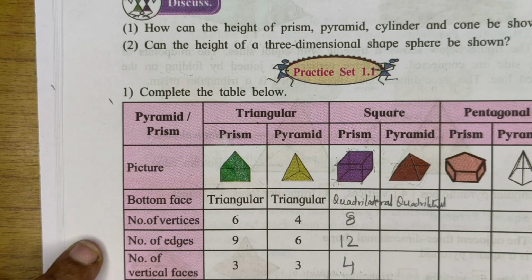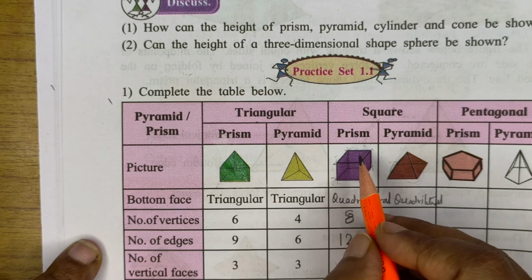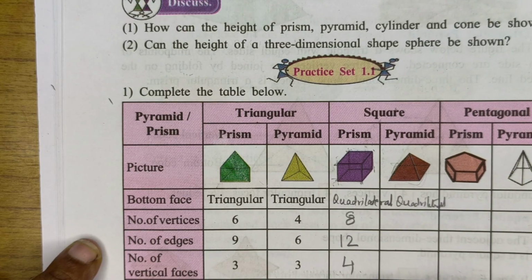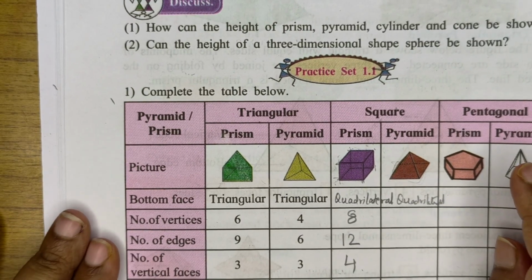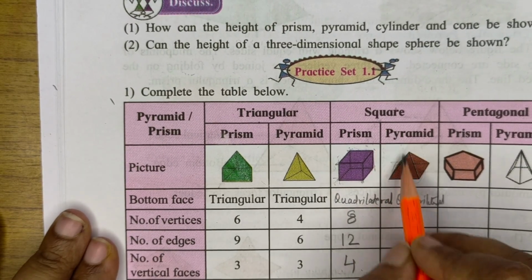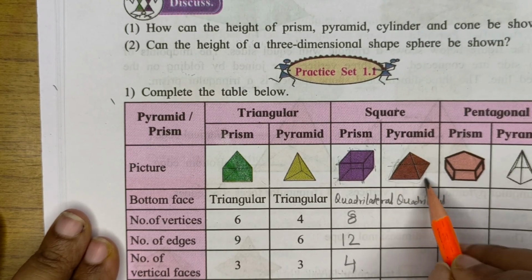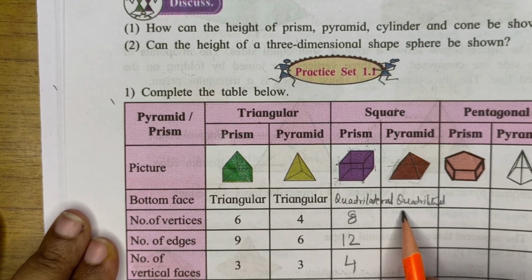Then number of top and bottom faces. Now on top you have one face and at the bottom you have one face. That means 2 faces. Then see the next one, pyramid. Now pyramid, square pyramid. That means the base is square in shape, right? Again this is a quadrilateral, 4 sides.